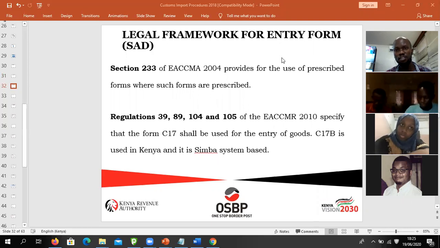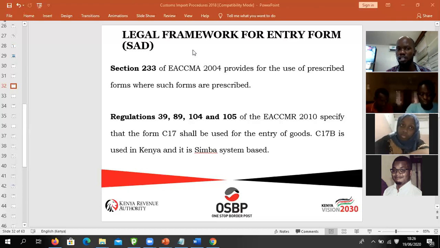Legal framework for entry form. That is a single administrative document. Section 233 of the East African Community Customs Management Act of 2004 provides for the use of a prescribed form where such forms are prescribed. This is read together with regulations 39, 89, 104, and 105 of the East African Community Customs Management Regulations of 2010, which specify that the form C17 shall be used for entry of goods.